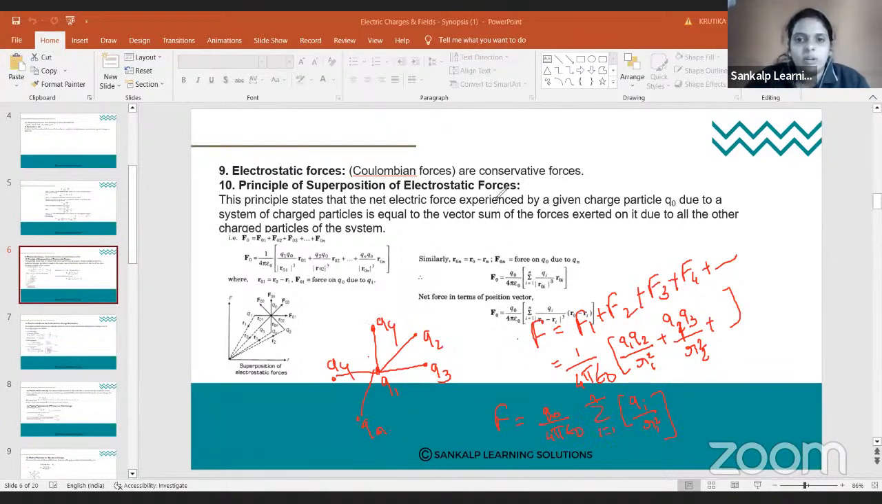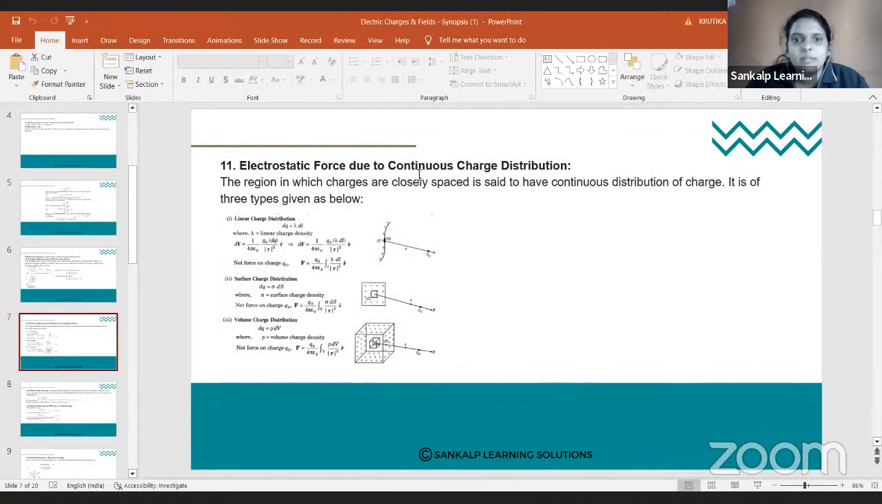In the competitive part this is not that important. Sometimes it will come, sometimes it will not. But Coulomb's law is important. So the next important point is the electrostatic force due to continuous charge distribution. Here you will learn more formulas. This is very very important. Here, first one is linear charge density. So what is linear charge density?